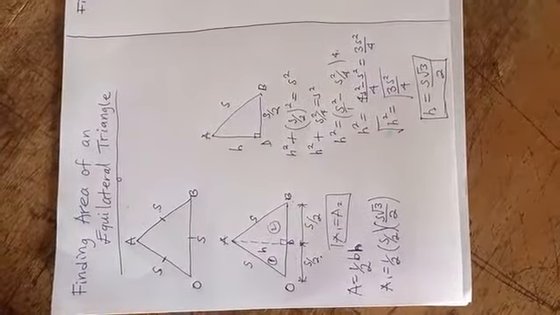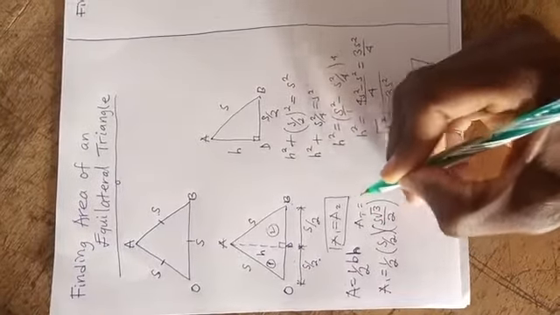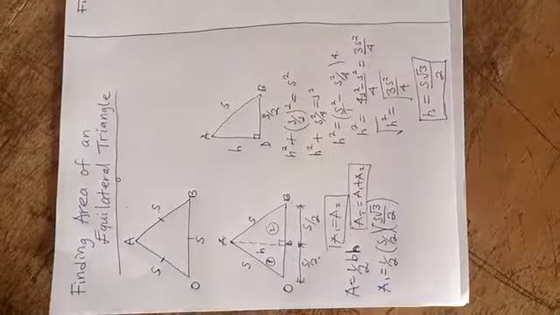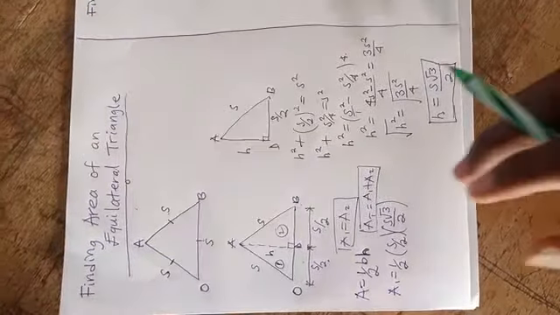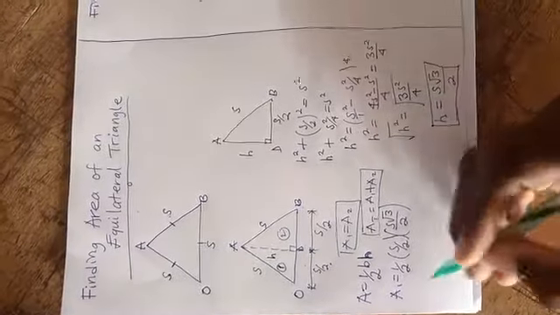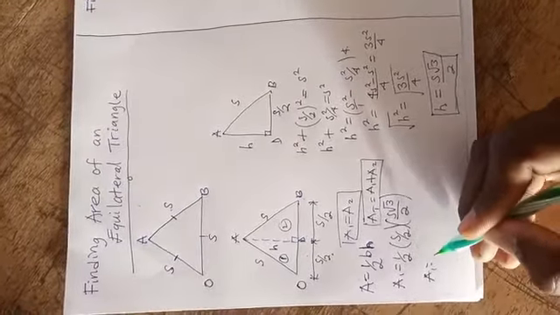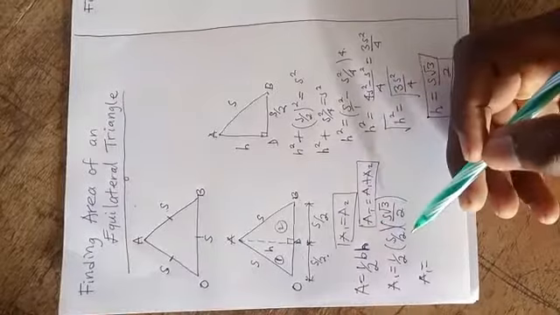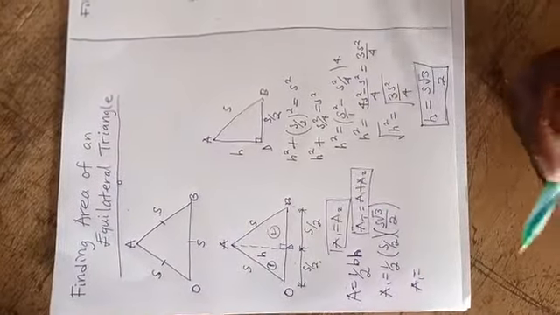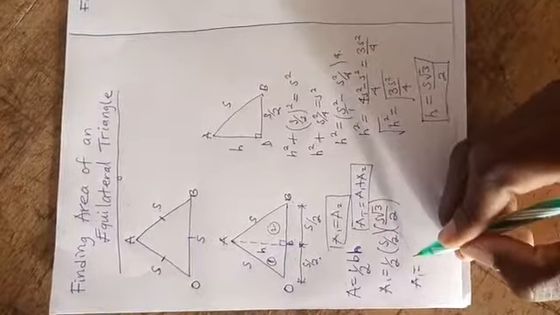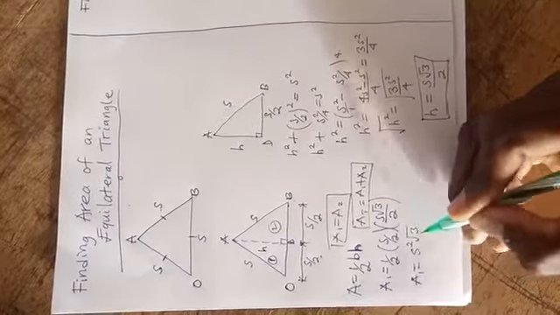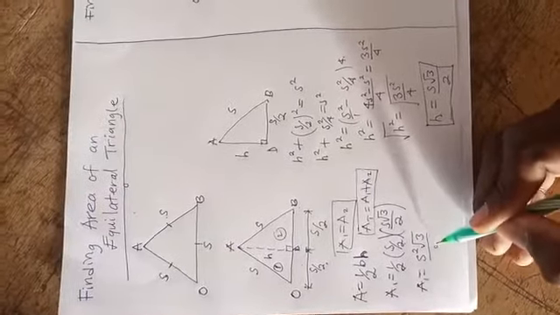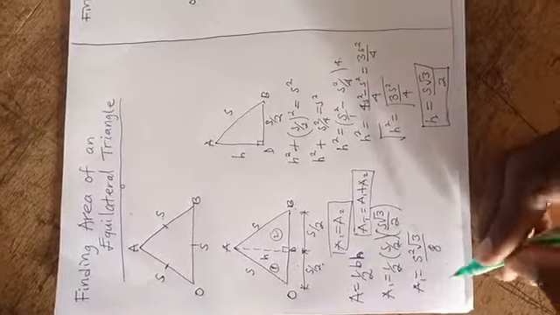So the total area of this triangle will be equal to area 1 plus area 2. So we multiply this, we have area 1 equal to 1 over 2 times S over 2 times S root 3 over 2. So we multiply this, we have S squared root 3 over 8. 2 times 2 is 4, times 2 is 8.